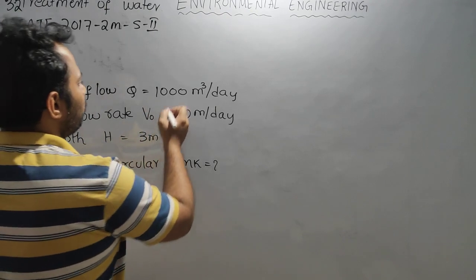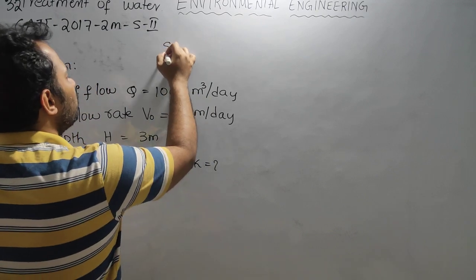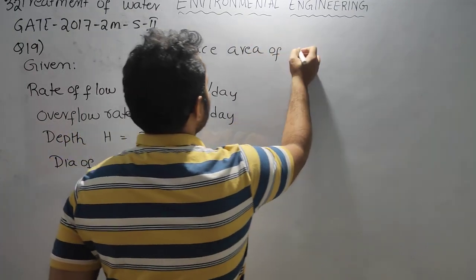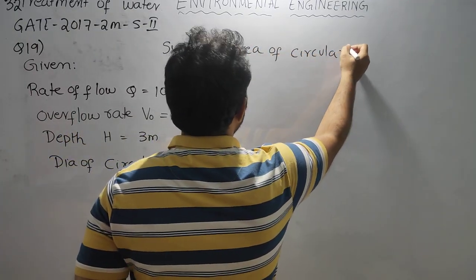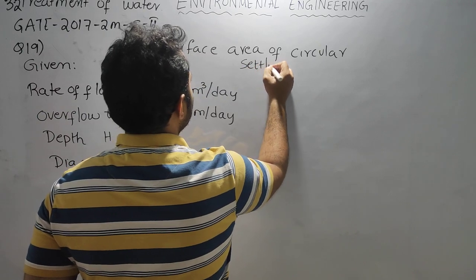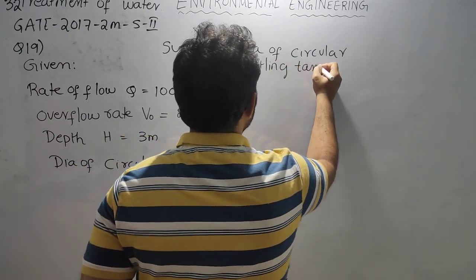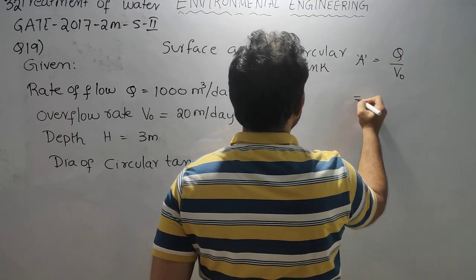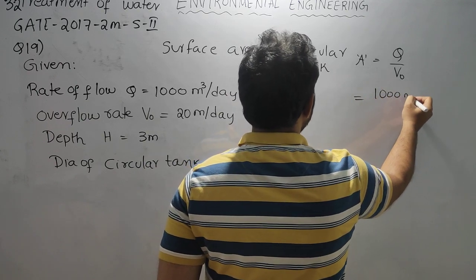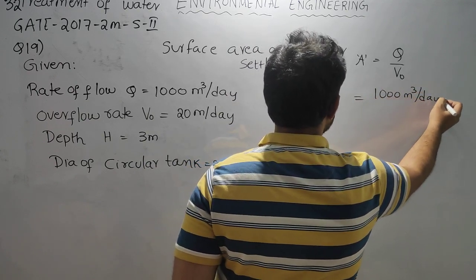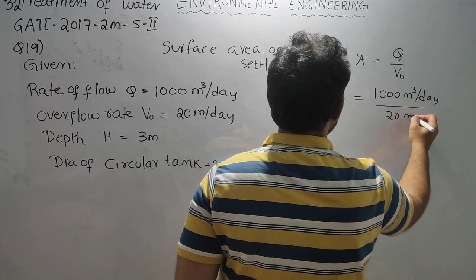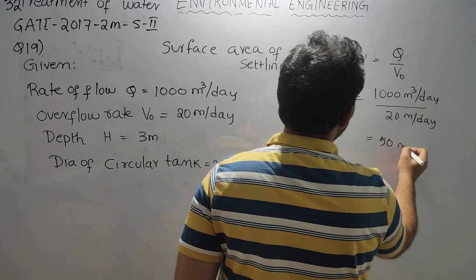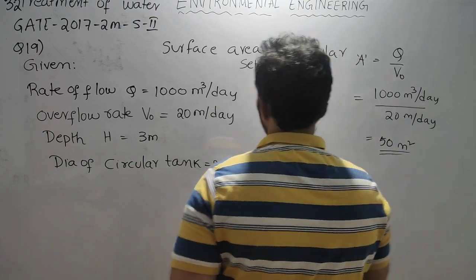Now what is the surface area here? Using these two, we can find the surface area. Surface area of circular settling tank, A is equal to Q by V naught. So Q is 1000 meter cube per day and V naught is 20 meter per day. So here the surface area will be coming as 50 meter square.